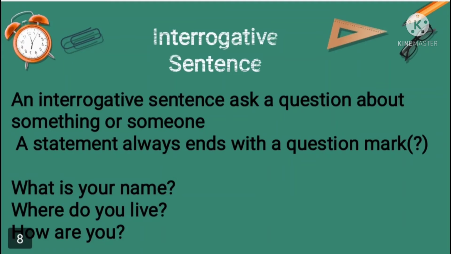Here are a few examples. What is your name? Question mark. Where do you live? Question mark. How are you? Question mark. So children, I repeat once again. An interrogative sentence asks a question about something or someone, and an interrogative sentence always ends with a question mark.